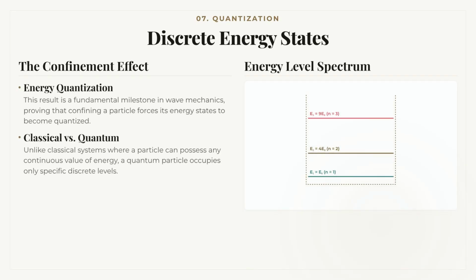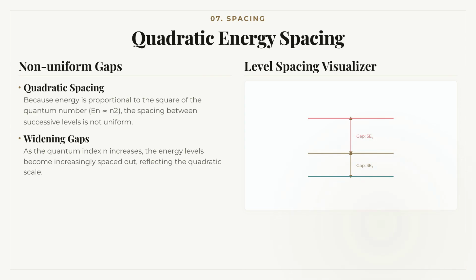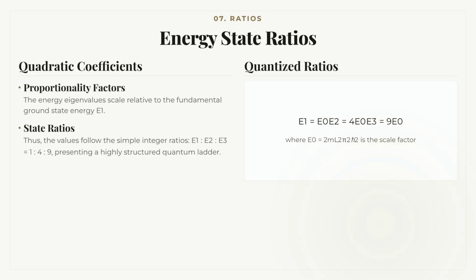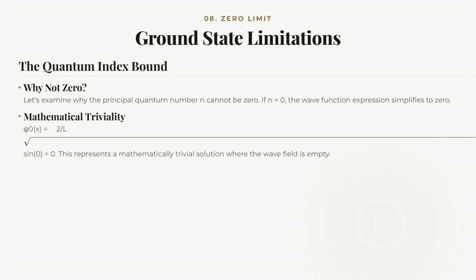This result is one of the most significant conclusions of quantum mechanics because it shows that the energy of a confined particle is quantized. Unlike classical physics, where a particle can possess any arbitrary energy, a quantum particle confined inside a box can occupy only specific discrete energy levels determined by the integer n. The energy is directly proportional to the square of the quantum number, which means the energy levels become increasingly spaced as n increases.